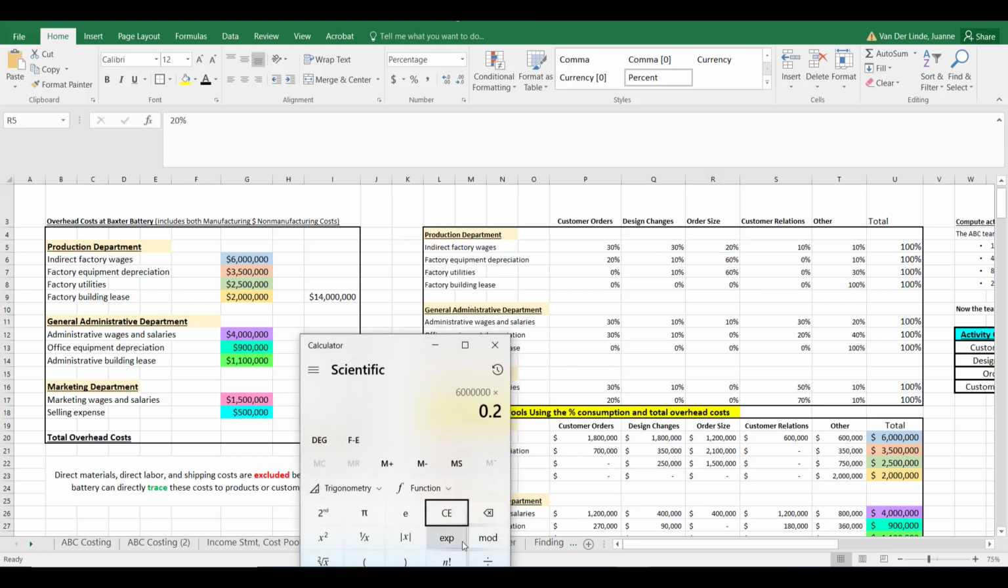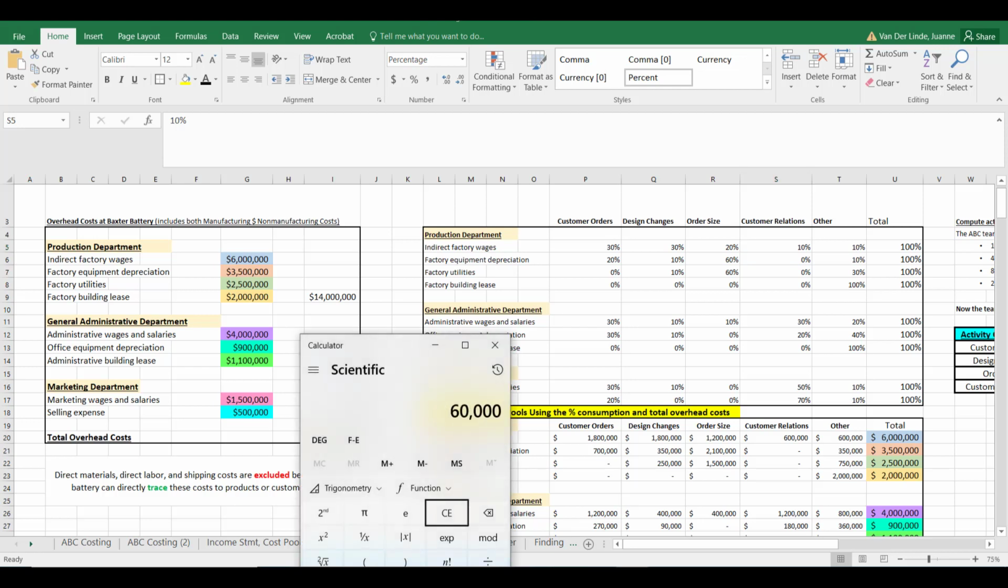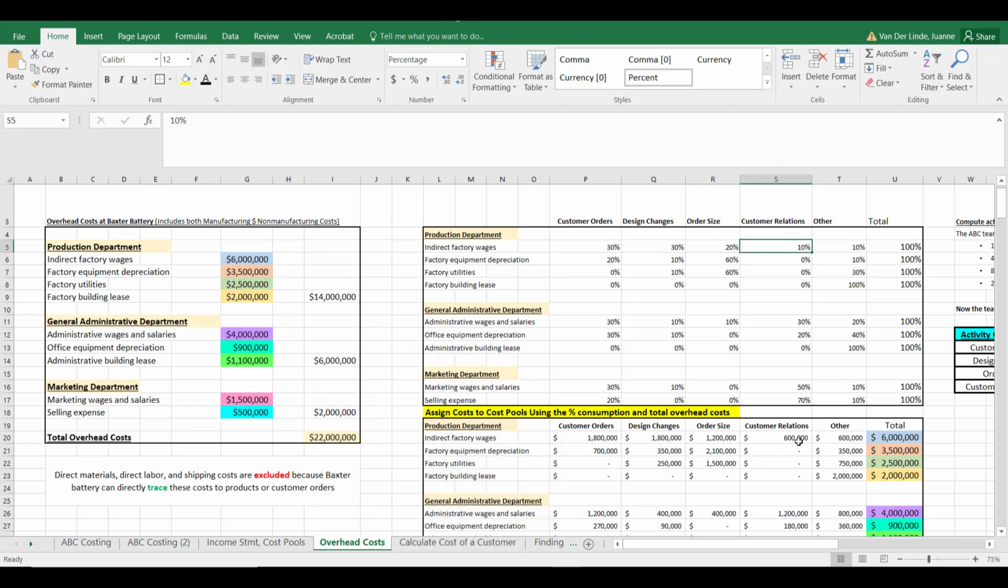6 million times 20% is 1.2 million. And then customer relations, that activity consumed 10% of the $6 million of indirect factory wages. 10% of 6 million is 600,000. And the other cost pool also consumed 10%, which is another 600,000.